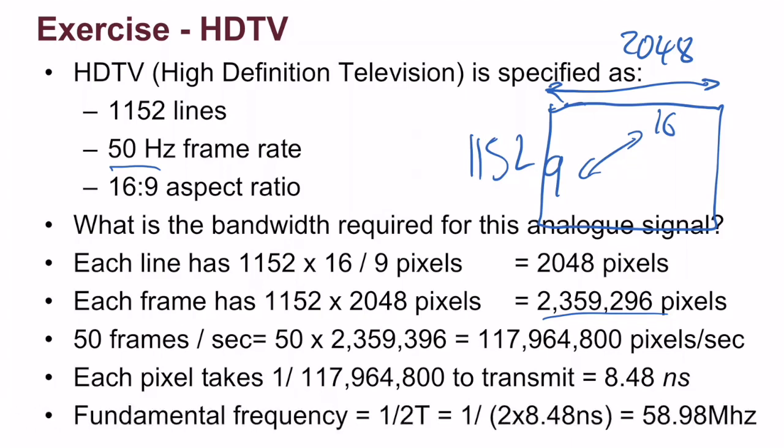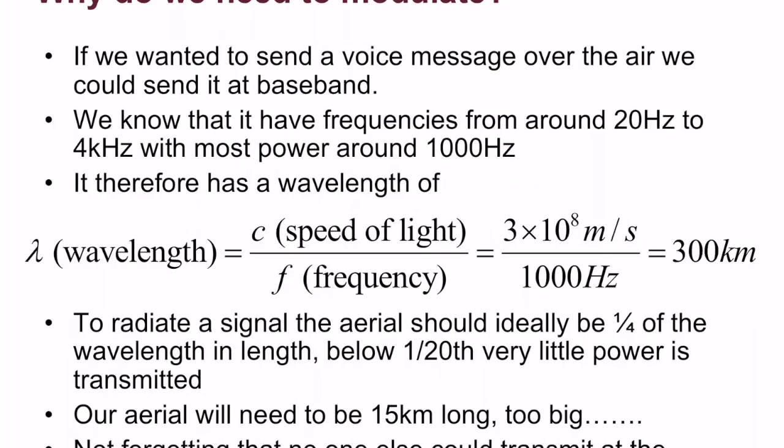And once again, we can work out our fundamental frequency. Again, one cycle of a sinusoid could possibly send 2 pixels. And so we've got 1 over 2t to give us our fundamental frequency. And we're looking at about 59 megahertz of bandwidth to send our signal if we sent it in that form. So that tells us a little bit about how we work out a rough estimate of the bandwidth.